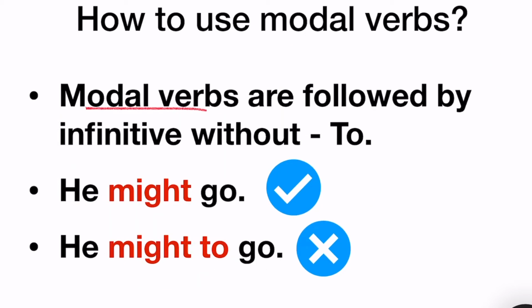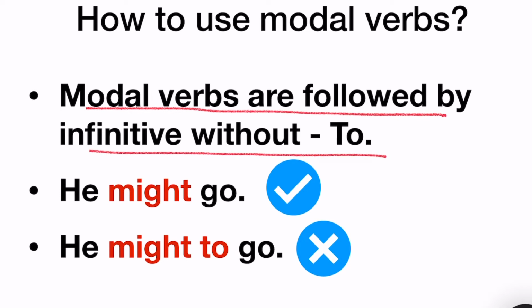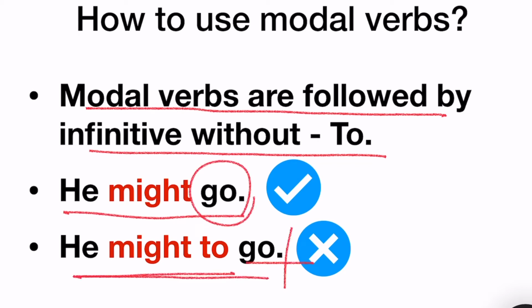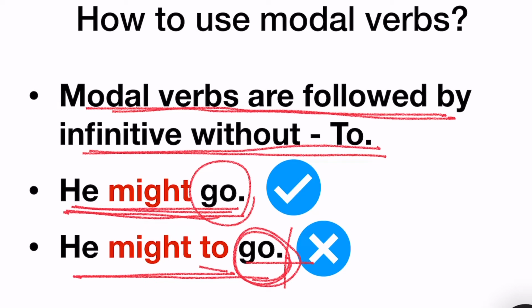Second, modal verbs are followed by infinitive without to. That is, modal verbs are followed by the base form of the verb. Example, he might go. Go is a verb. You should not add to before the verb. You might go, you might walk, you might dance. These are the examples. So, modal verbs are followed by infinitive without to.